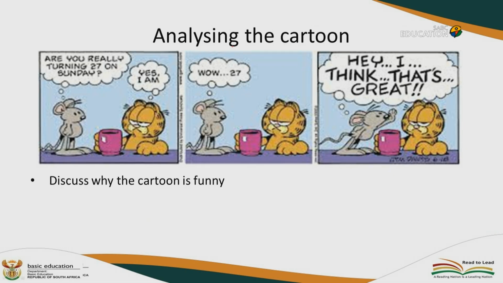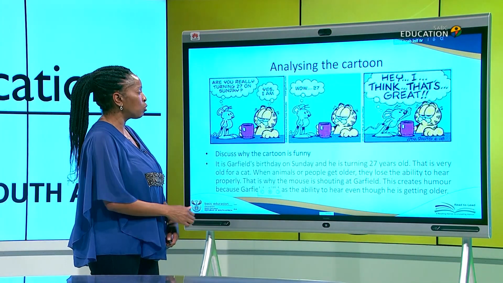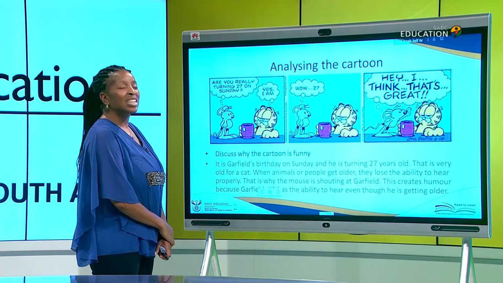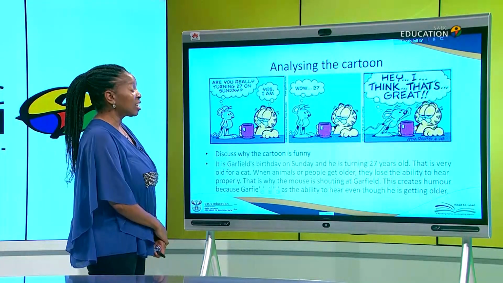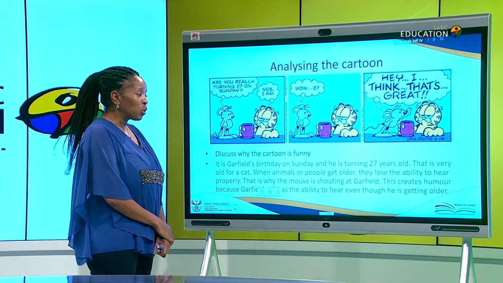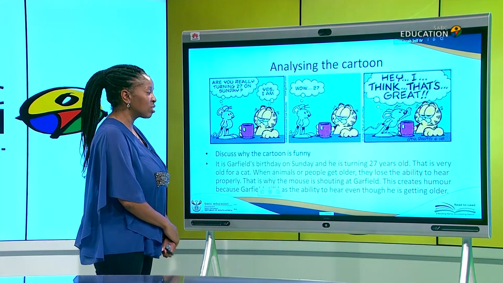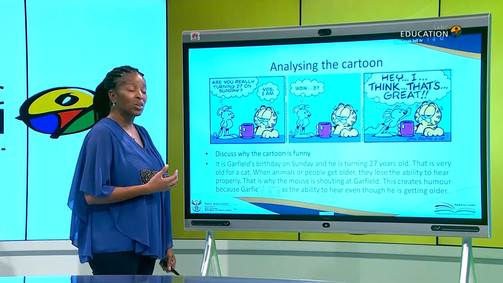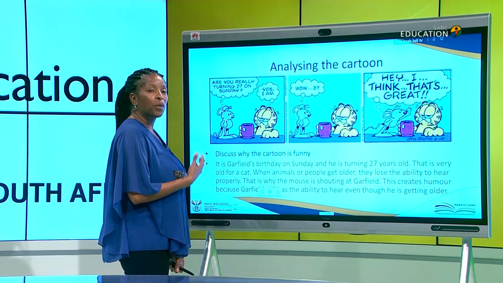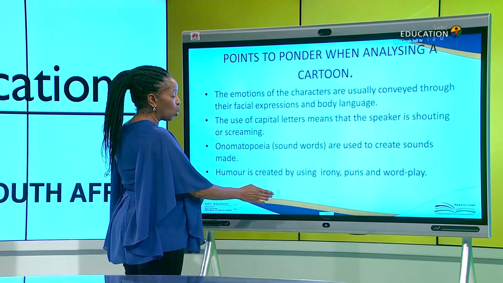And we look at the humor. The last question, do you find this humorous? Of course it's funny. It's Garfield's birthday on Sunday. He's turning 27. That's very old for a cat, you know that. When animals or people get older, they lose their ability to hear properly. That's why the mouse is shouting at Garfield. This creates humor because Garfield, unfortunately for the mouse, can hear properly. He has the ability to hear even though he is older.